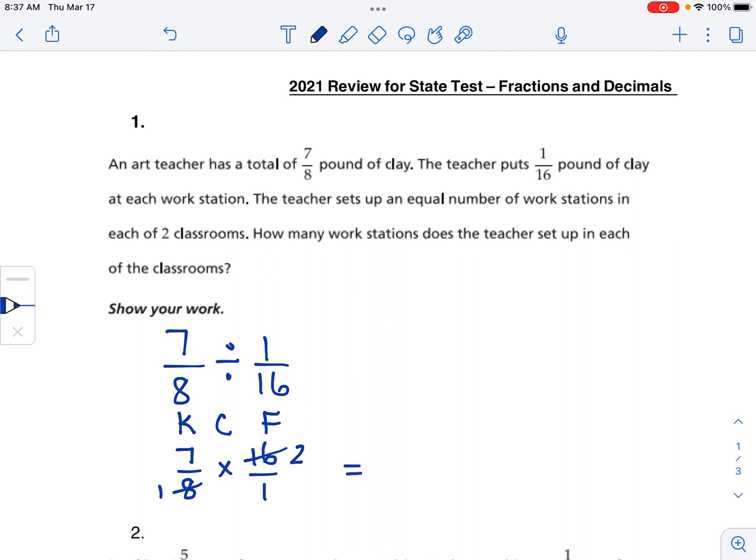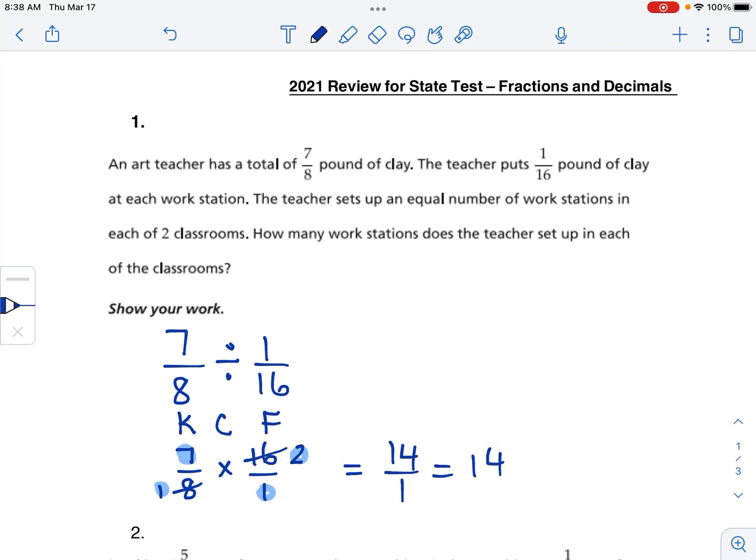From here, we're going to multiply our numerators. 7 times 2 is 14. And in the denominator, 1 times 1 gives us 1, right? So that simplifies to 14. So that means we've made 14 pieces or sections of clay that can go at each workstation.